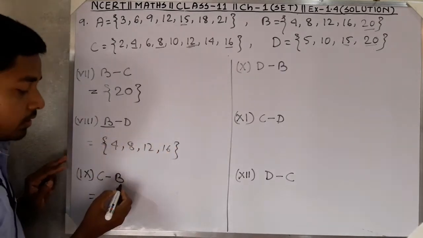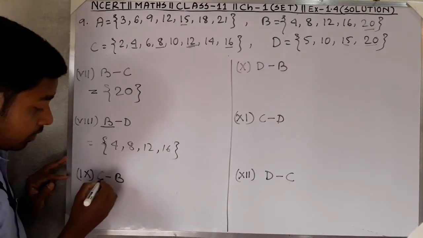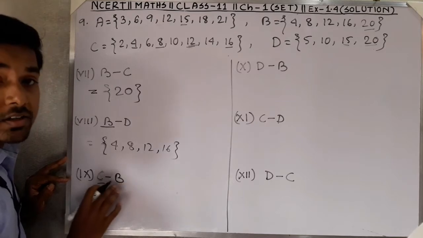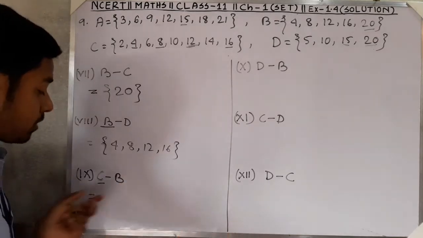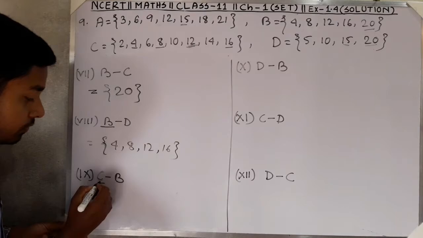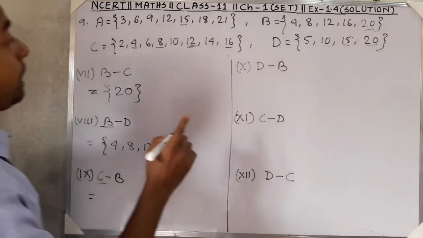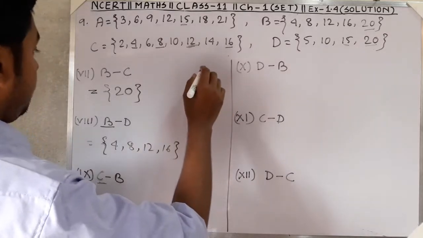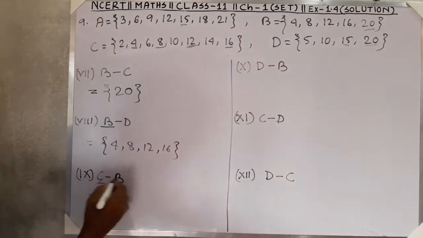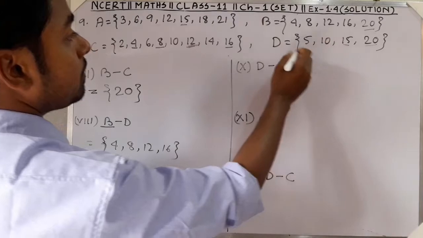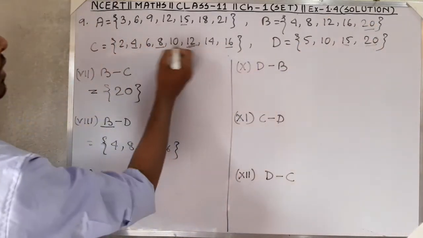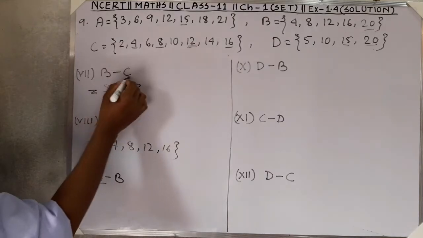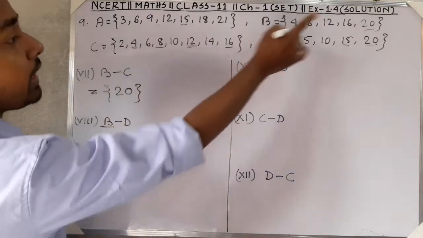C minus B, all the elements of C but without common elements of B and C. That means except common elements of B and C. So first of all the elements of C except, so what is the common element of B and C? What are the common elements? We have got only 4 common elements, no? Whenever we were finding, in this case we have got 4 elements common.